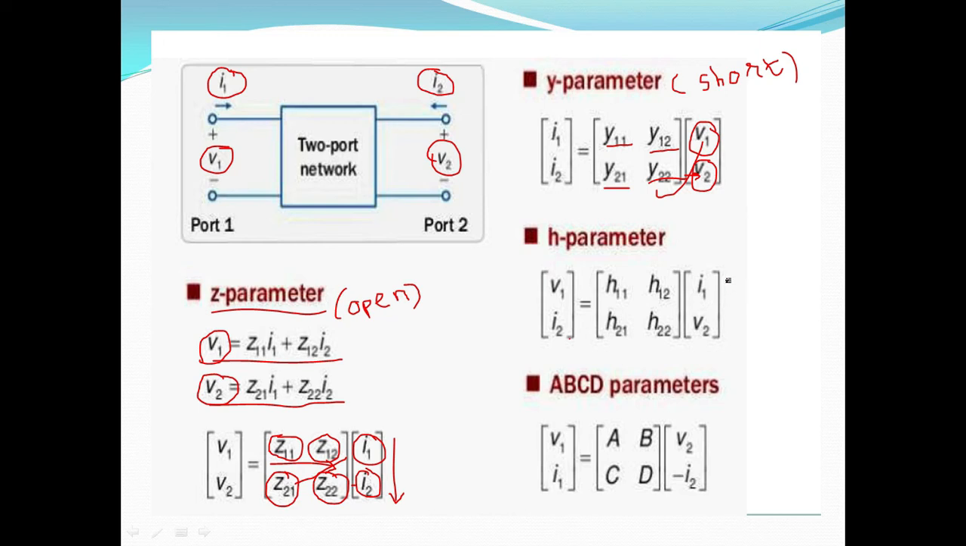Again here, my dear students, just keep in mind the row-wise and column-wise, you multiply and add together. Then next are the ABCD parameters. In the case of ABCD, V1 and I1 are the dependent parameters, and V2 and minus I2, because the reverse current is flowing into the network. Then V1 is equal to AV2 minus BI2, and I1 is equal to CV2 minus DI2. These are the ABCD parameters.